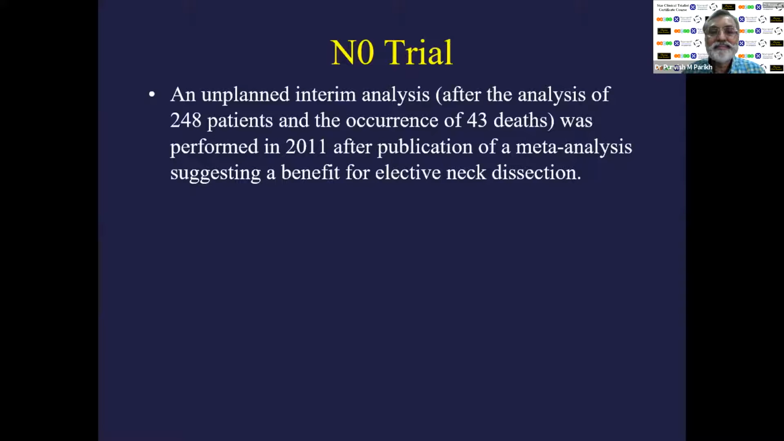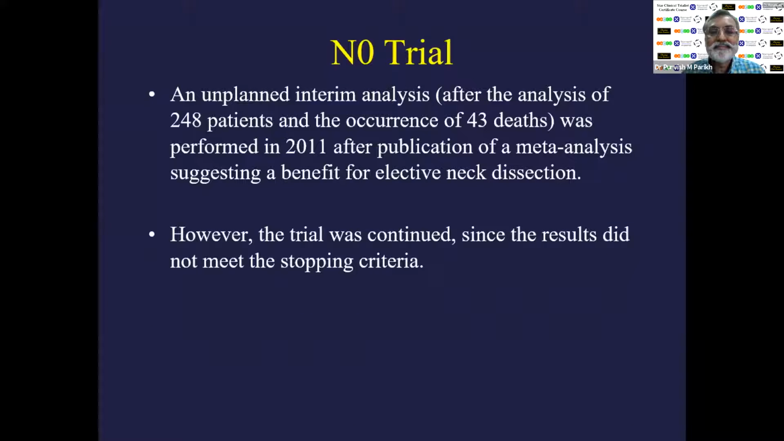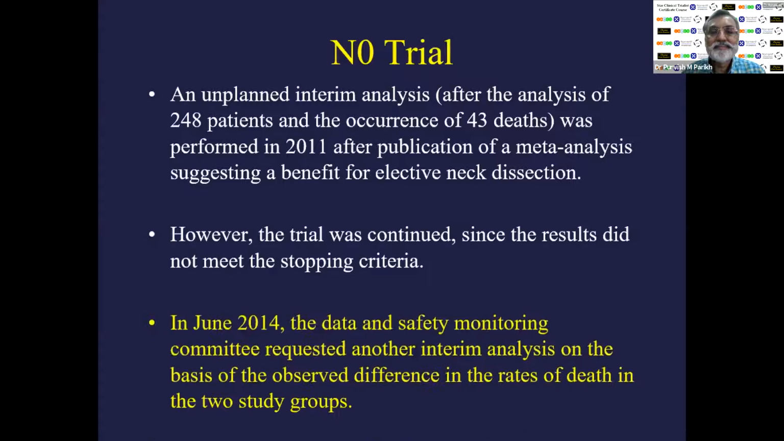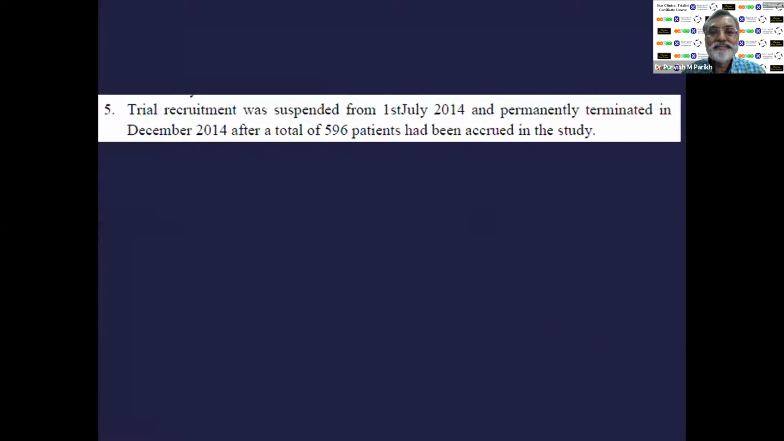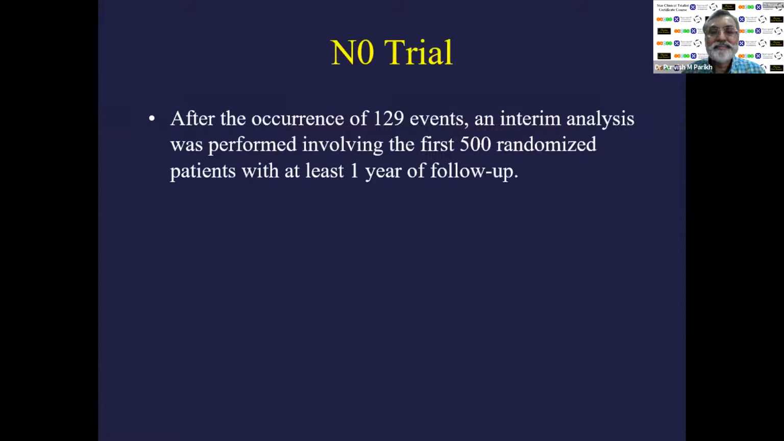However, in 2011, 7 years after starting the study, a meta-analysis was published suggesting that elective neck dissection resulted in superior overall survival. So an unplanned interim analysis had to be conducted. The study was continued because the results did not meet the predefined stopping criteria. 3 years later, the Data Safety and Monitoring Board looked at the number of deaths in the 2 arms and said that there seems to be a difference between the 2 arms. So therefore, please conduct another interim analysis. And the ethics committee suspended trial recruitment from 1st July 2014 and permanently terminated it in December 2014 based on the results of this interim analysis.